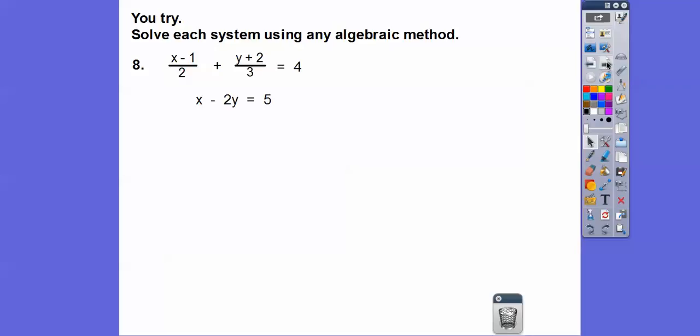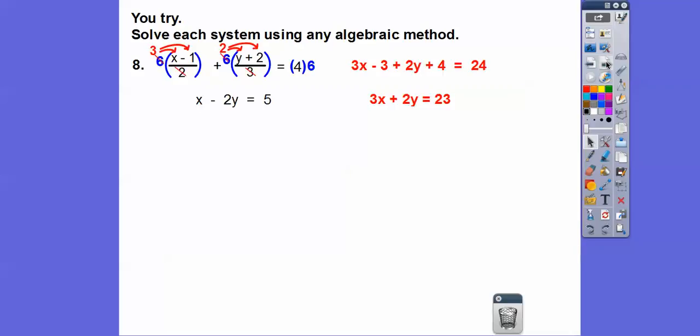All right, so how about this guy? Okay, this one we're just going to multiply times 6 times 6 times 6, and that's going to get rid of all the fractions right there. Okay, so we get that equation. It cleans up to that. Slide that other guy right down below it, and they're ready to add together because these are already opposite signs.